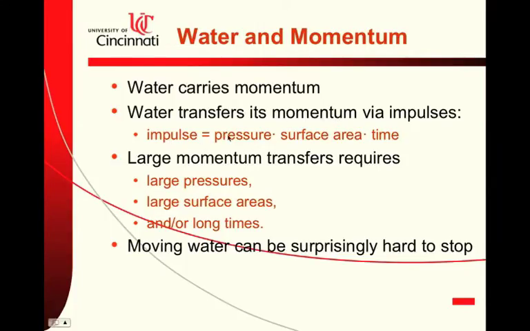So here, though, you're applying a force to the water by changing the pressure. And so it's the pressure times the surface area times the time. So if you have a large momentum transfer, so the water's moving and then suddenly it comes to a stop, then all that momentum has to get transferred someplace, and it does it by basically a pressure impulse. And so you need either large pressures or large surface areas or long times. And so sometimes it's very hard to stop.